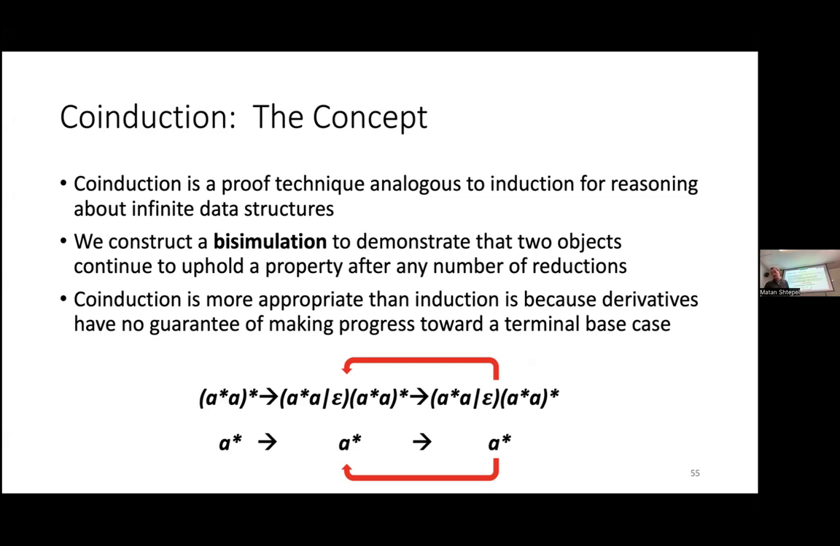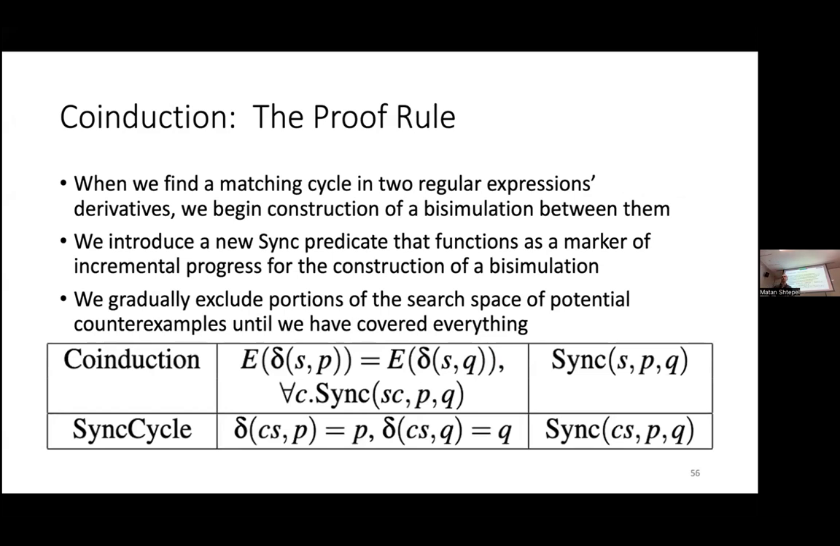Now we've talked about the idea of co-induction. Let's talk about our specific use of it within Crave. We construct bisimulations by searching for matching cycles in the derivatives of the two regular expressions that we're comparing. And when we find a matching cycle, we start the construction of a bisimulation between them. And we gradually construct that bisimulation by excluding parts of the search space of potential counterexamples until we've covered everything. We're building up our assertion that there are no counterexamples in the search space of potential counterexamples. And once we've shown that there are no counterexamples anywhere, that's sufficient to say that they're equivalent to each other.